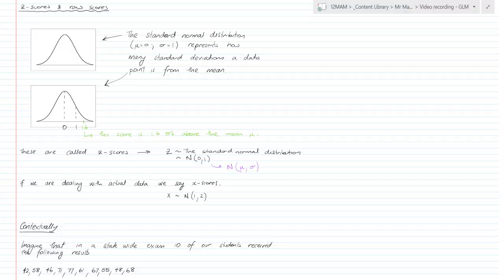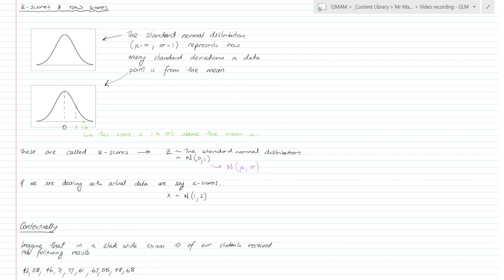Hi and welcome to video 2 in this series on the normal distribution, Unit 4, Topic 4 of Math Methods. We're going to talk about z-scores versus raw scores in this video, also known as z-scores and x-scores.